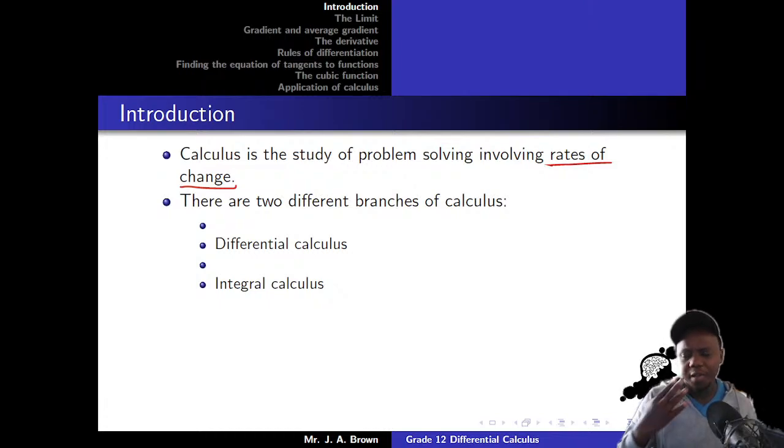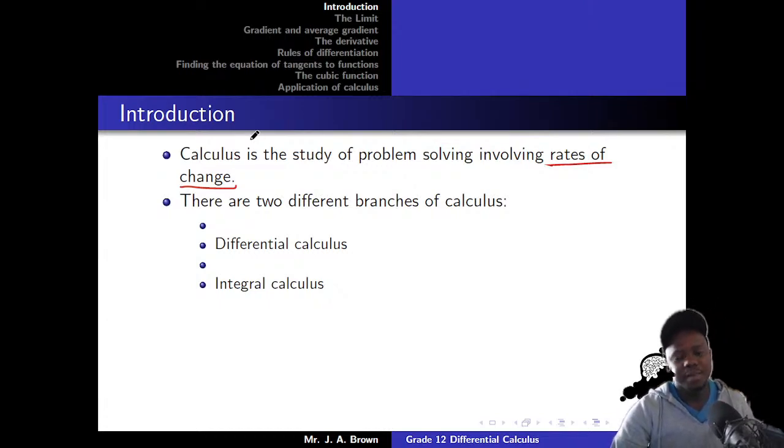Another scenario. Think about this, for example. A typical scenario would be you've got a burst water pipe and water is flowing out of that pipe. At what rate is water moving out of the pipe? How fast is the water moving? What would be the maximum water at a specific time interval? That's what we mean by rates of change.